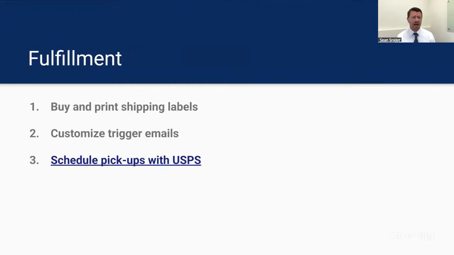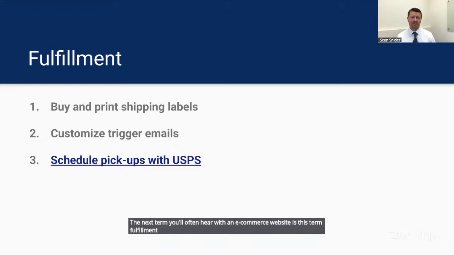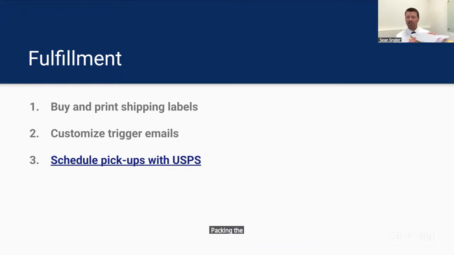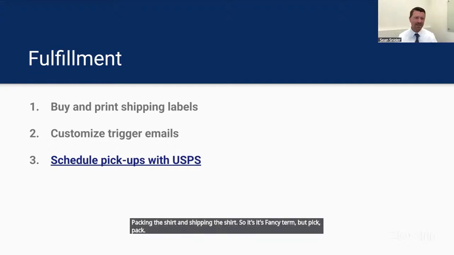The next term you'll often hear with an e-commerce website is fulfillment. At first I was kind of like, well, what is fulfillment? It's the process of going and picking the shirt, packing the shirt, and shipping the shirt. So it's a fancy term, but pick, pack, and ship is what you can think about when we talk about fulfillment. And in order to do that, we're going to buy and print shipping labels.